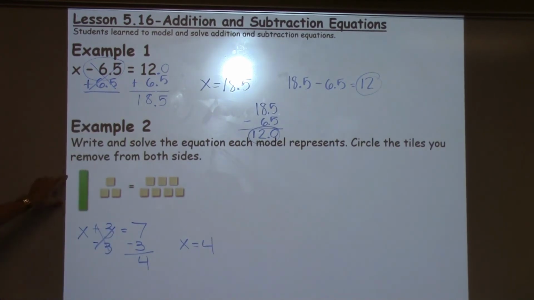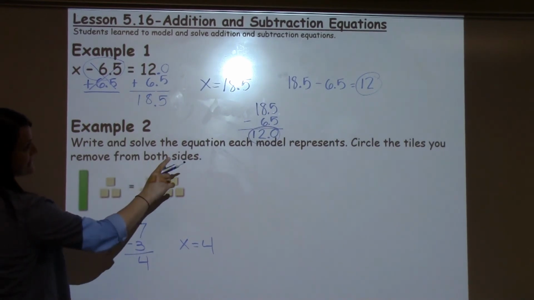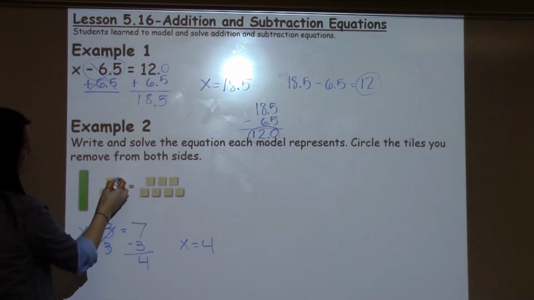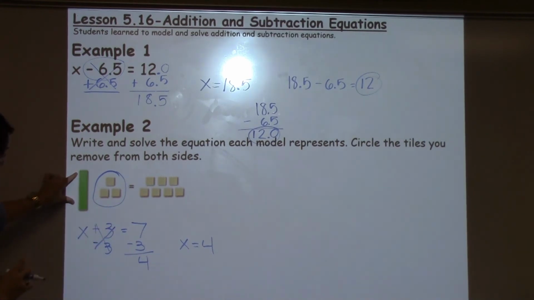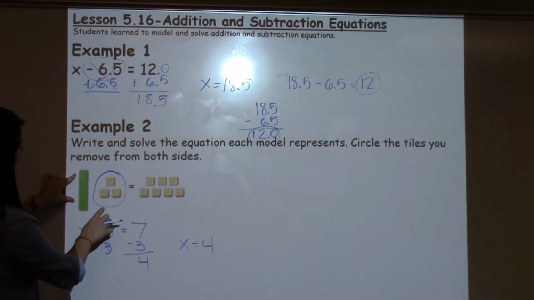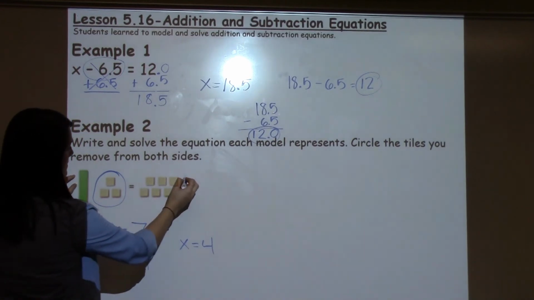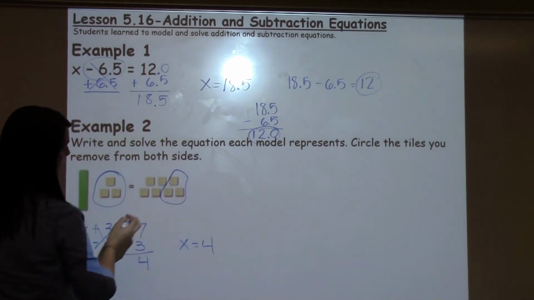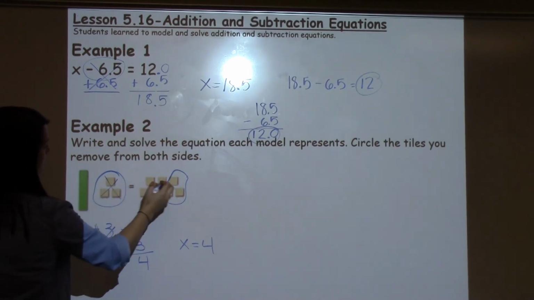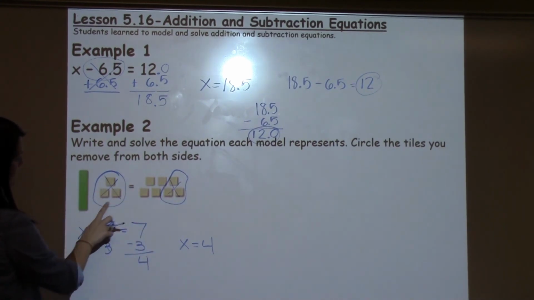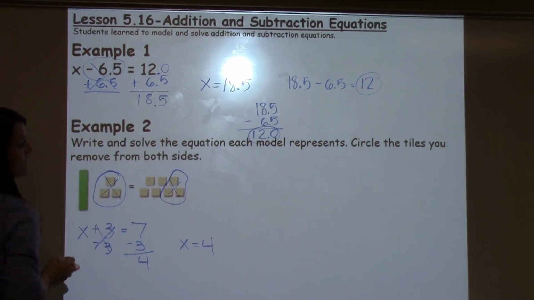But I also need to show how that would look with the model. So it says to circle the tiles you remove. Well, I'm going to remove these 3 so I can get the x all by itself. So I circle those to show that I removed them. I also have to do the same thing to the other side. So I take away those 3. And that shows that I only have x equals 4 with the model.